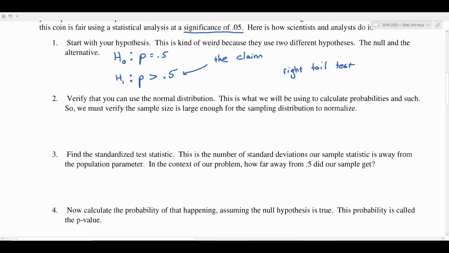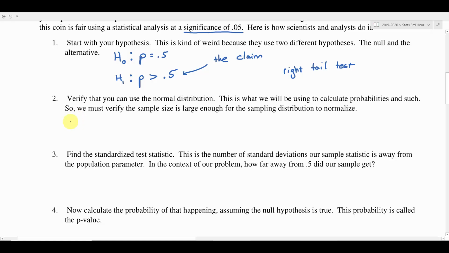All right. So before we go any further, we want to make sure that we establish that we can use the normal distribution. We're going to be using the normal distribution to calculate probabilities and things like that later on. So before we do too much work, I just want to make sure that we can actually use the normal distribution here. So the sampling distribution for a proportion normalizes when the number of successes and the number of failures are both greater than 10.